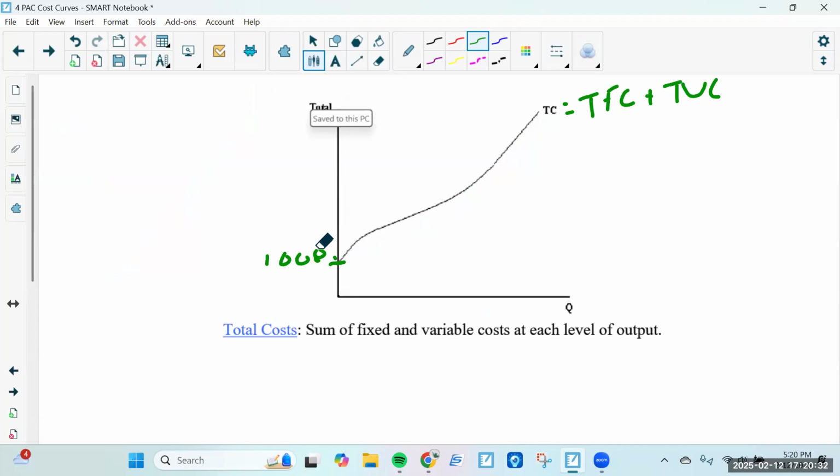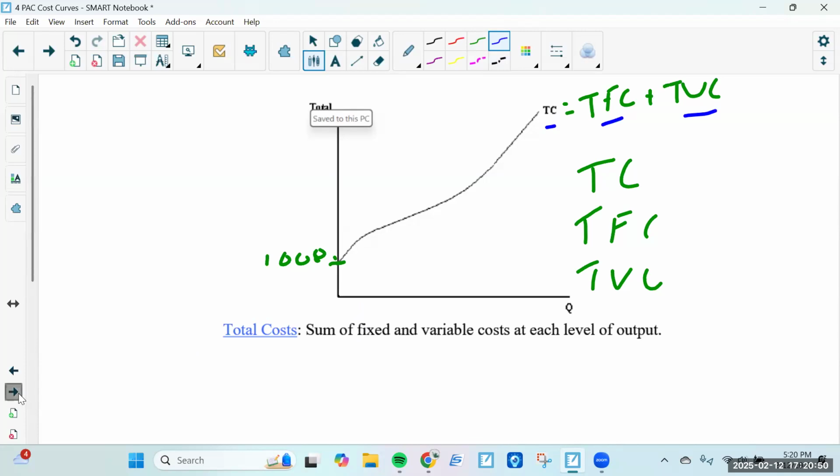I can give you any two of these pieces of information: total cost, total fixed cost, or total variable cost. If I give you any two, you should be able to calculate the third. How do you know? Because total cost is total fixed plus total variable.